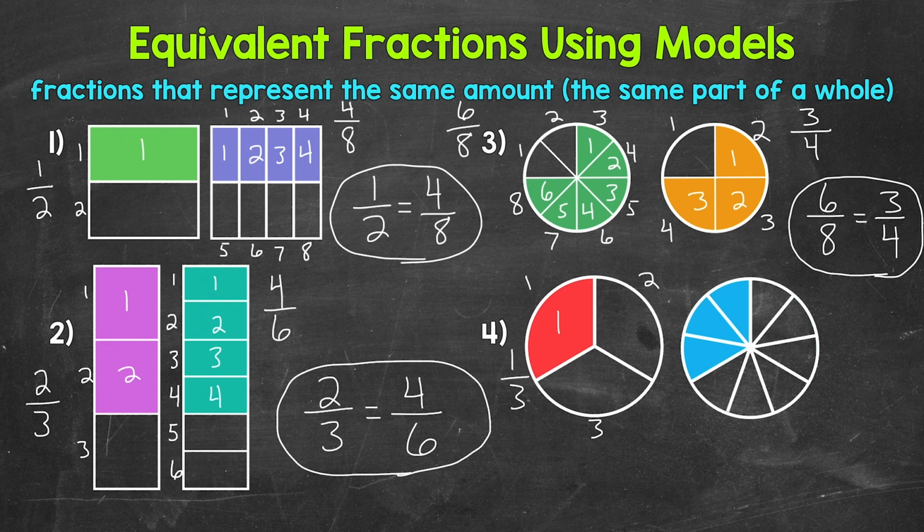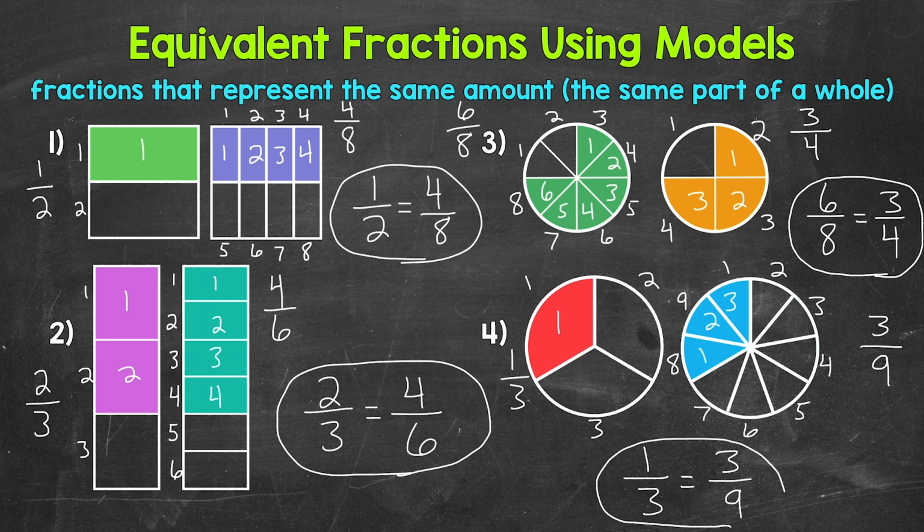Now for the circle on the right, it's been divided into 1, 2, 3, 4, 5, 6, 7, 8, 9 equal parts. So 9 is the denominator. And then 1, 2, 3 parts have been shaded in. So 3 is our numerator. That circle represents 3/9. So 1/3 and 3/9 are equivalent. So there's how to find equivalent fractions using models.